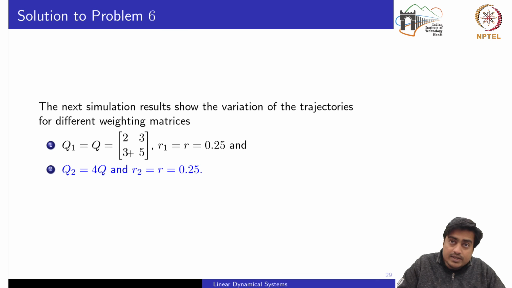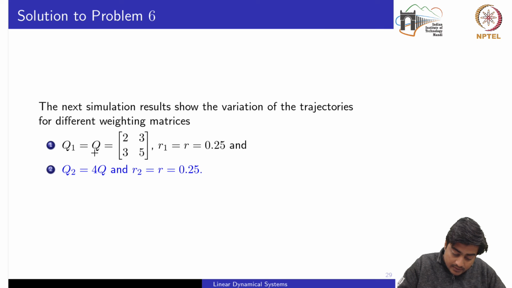So we consider two cases. In the first case, we denote it by Q1, which is the given one, and R1 as 0.25, which is 1 by 4. Okay, in the second case, we take Q2 as 4 times Q, and we keep R2 equal to R. So first of all, before seeing the simulation, you should understand what you are expected to see.